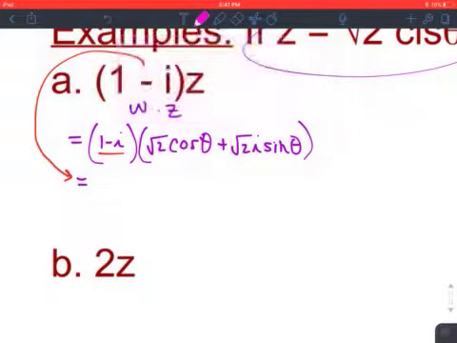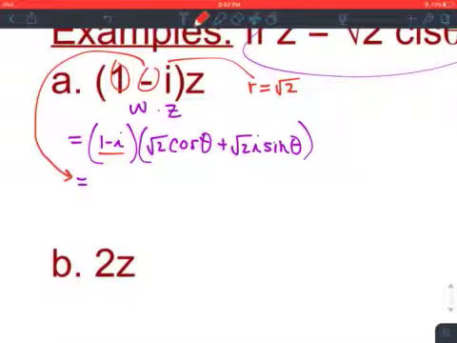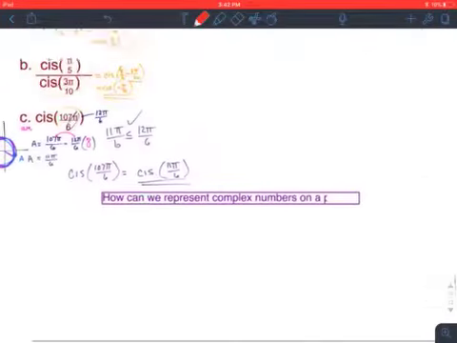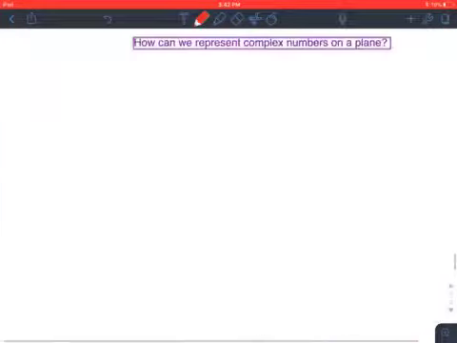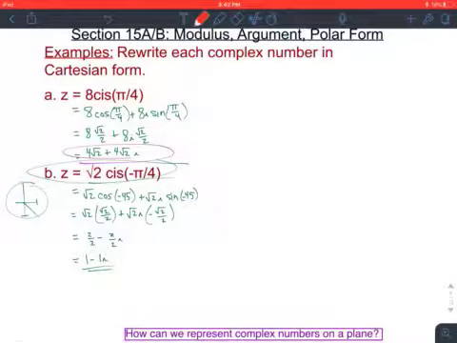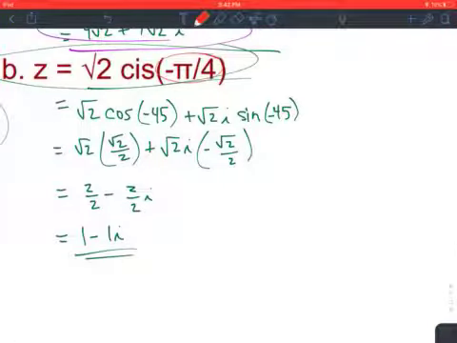Well, the modulus of this one is easy to find. R is equal to square root of 2 because you have 1 squared plus negative 1 squared. Take the square root of that, you get square root of 2. Find theta. I think we already did that earlier, 1 minus I. Yep, right here. So the argument is negative pi over 4.